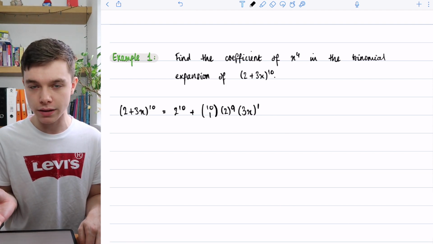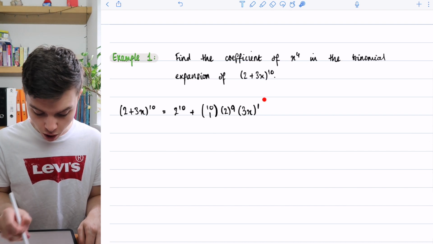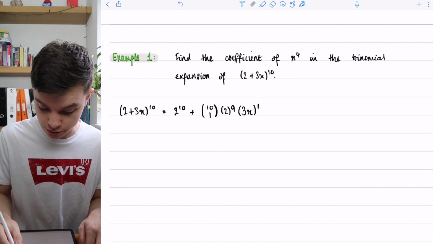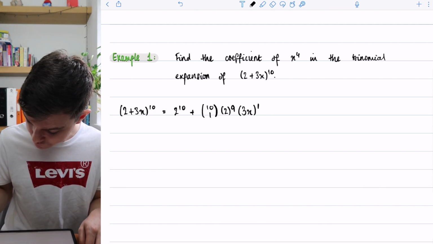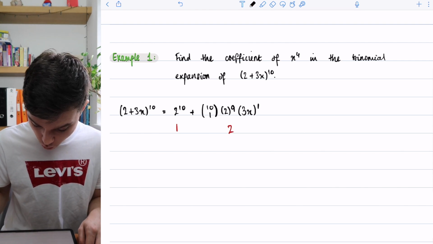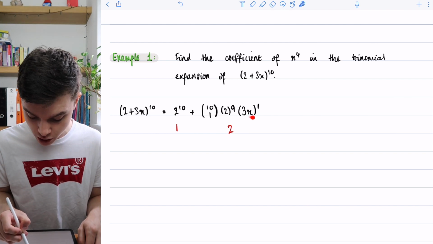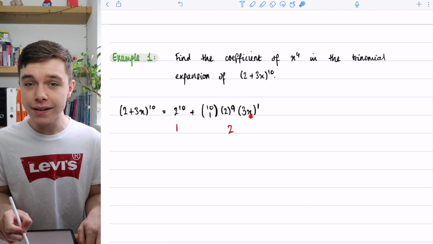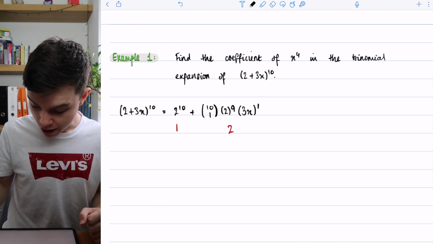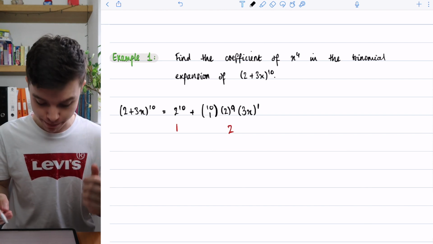You don't really have to write the 1 there if you don't want to, but have a look: 9 plus 1 gives me that bracket power of 10, so that's good. This is the first term, so I'll write a 1 there. That's the second term. We are wanting x to the 4, and the second term has a power of 1 on the x, so that just gives me x to the 1. So we want to basically get x to the 4, and the second term's not going to do it.